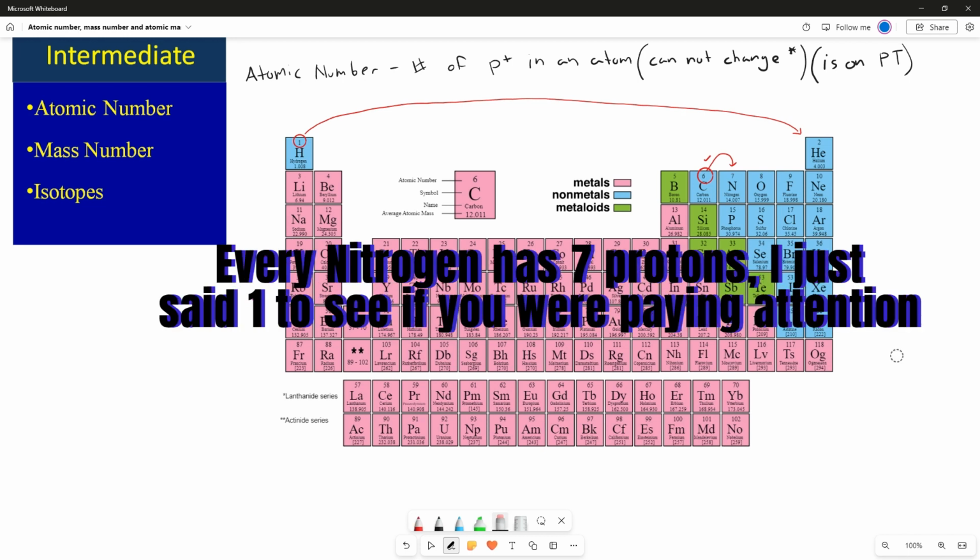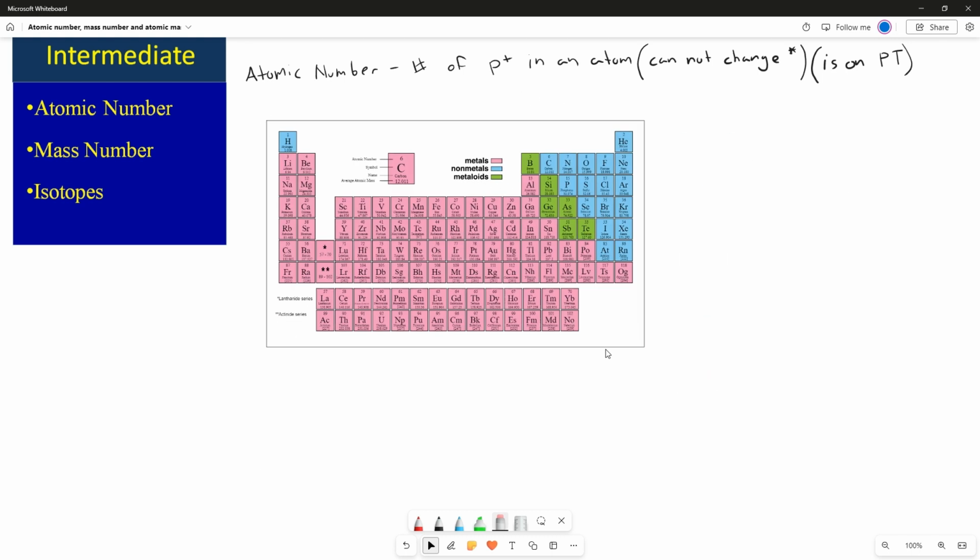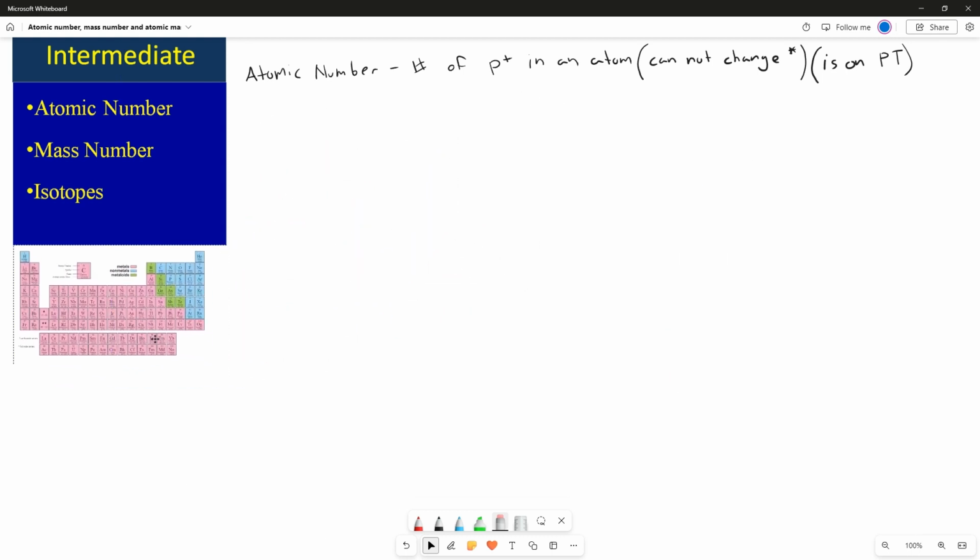All right, so if atomic number is just talking about how many protons are in an atom, well, then what is the mass number? So let's talk a little bit about mass number now. So mass number is simply the number of protons plus the number of neutrons that are in an atom.